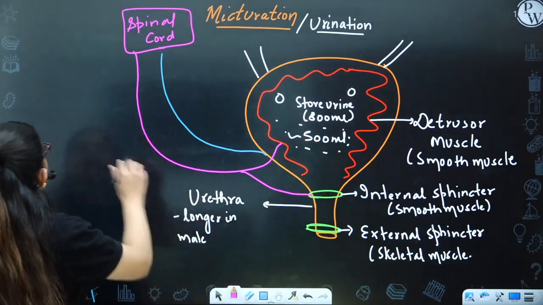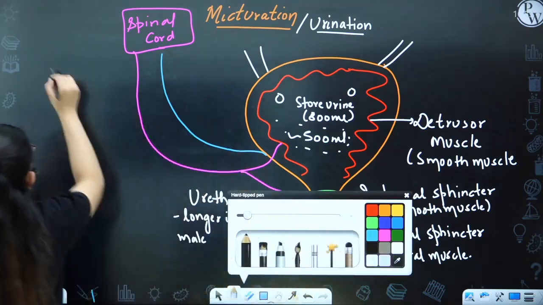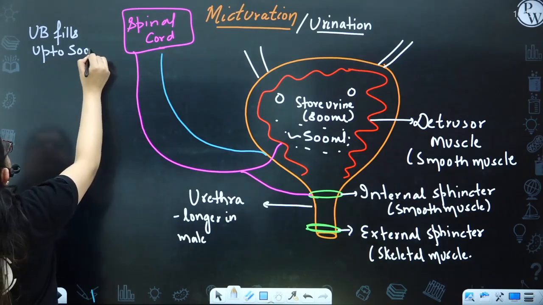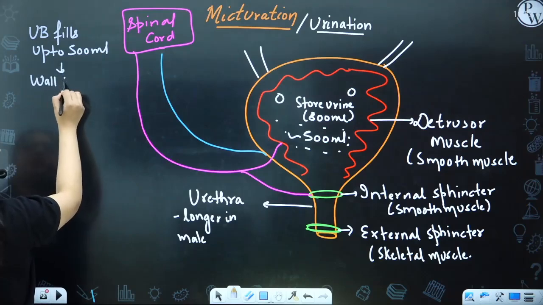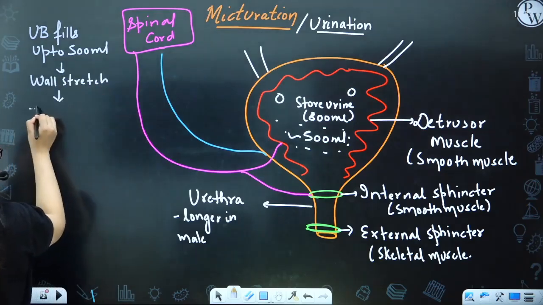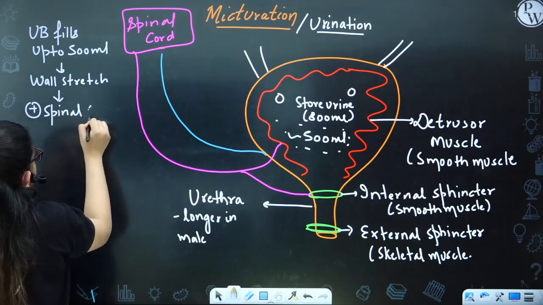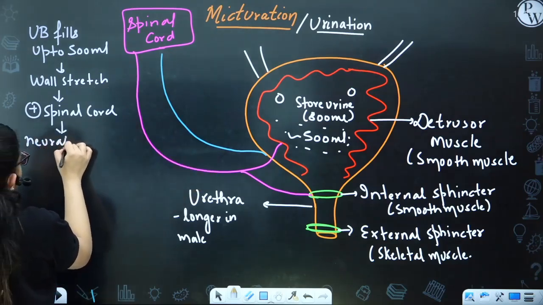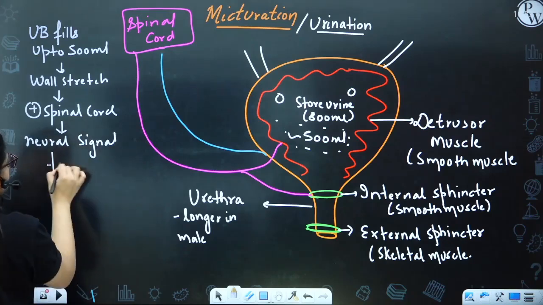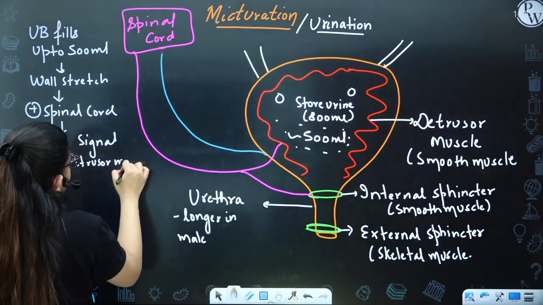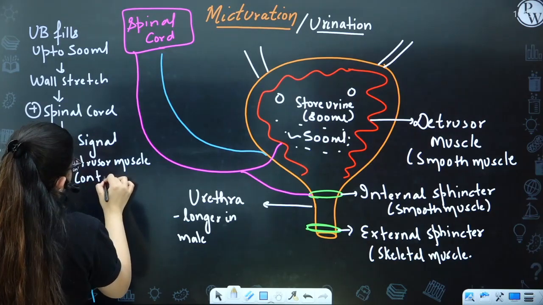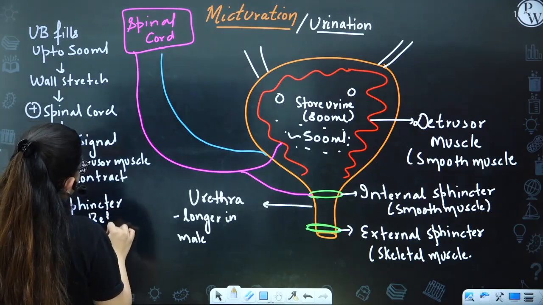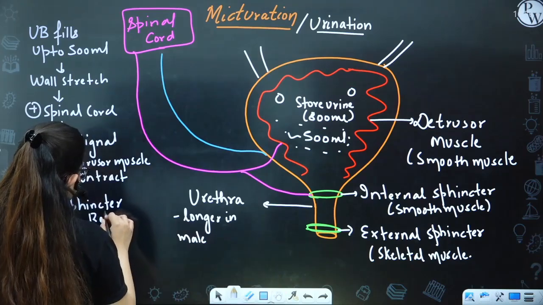So what happened first? The bladder fills up to 500 ml. As a result, the wall will stretch. When the wall stretches, there is a stimulation to the spinal cord. And now the spinal cord will send the neural signal for the detrusor muscle to contract and sphincter to relax. And the urine will move out.